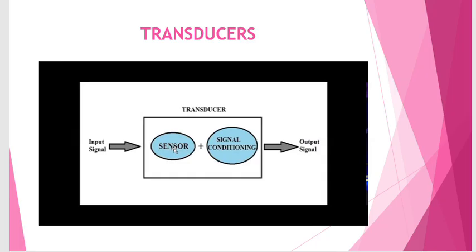There are two processes involved in the case of transduction. The first step, by using the sensor, the signal will be sensed, and then the signal is conditioned by using the signal conditioning unit. Here different types of signal conditioning units are available. So sensing as well as signal conditioning take place inside the transducer. So transduction involves both the sensing and signal conditioning processes. This is the basic information about the transduction phenomenon, and I have explained the block diagram of the transducer.